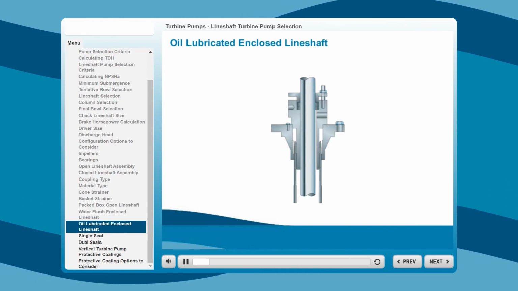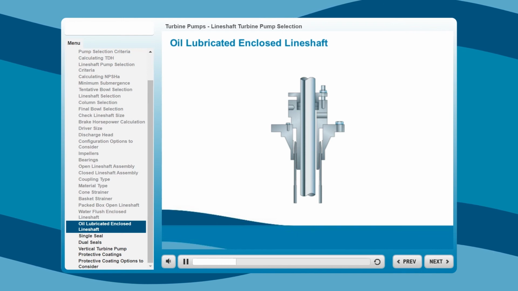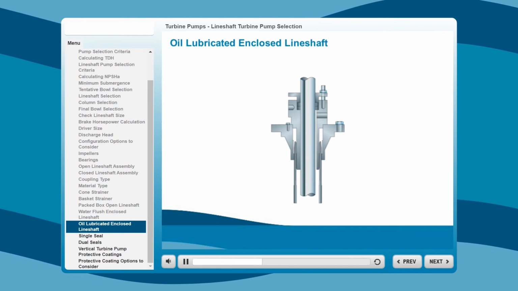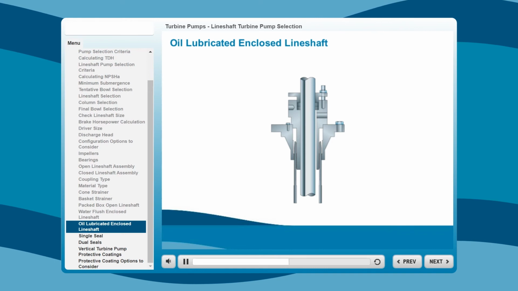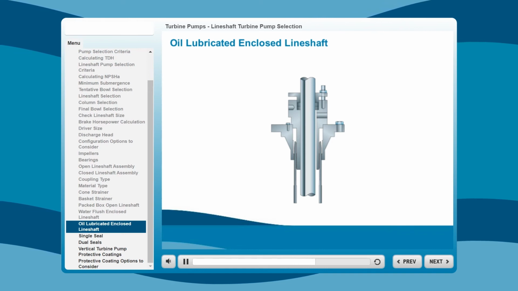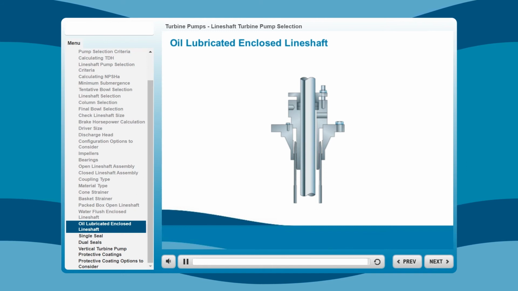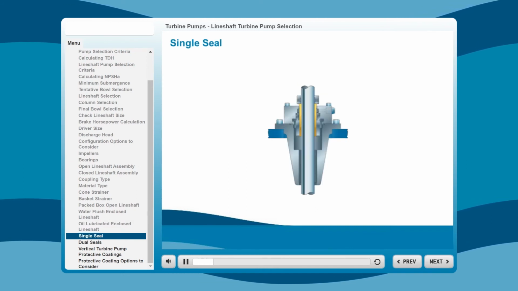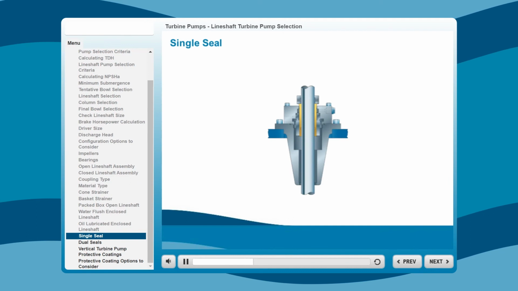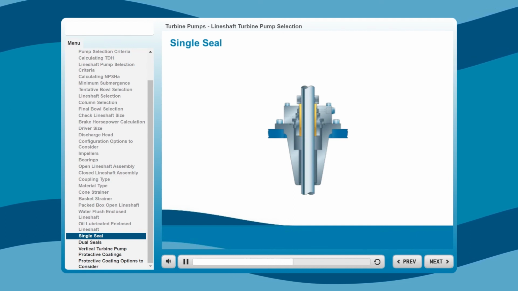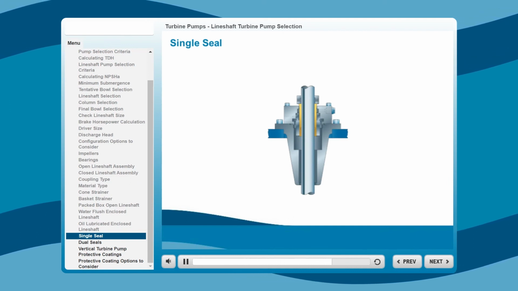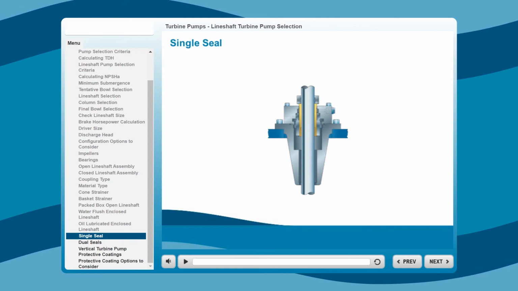Oil lubrication is recommended when the water elevation would cause the upper line shaft bearings to run without lubrication during startup. Oil is fed through a tapped opening and moves down the enclosing tube, lubricating the bearings. A single seal is a popular sealing method for low to medium pressure applications. Its cartridge style makes installation and maintenance easy.